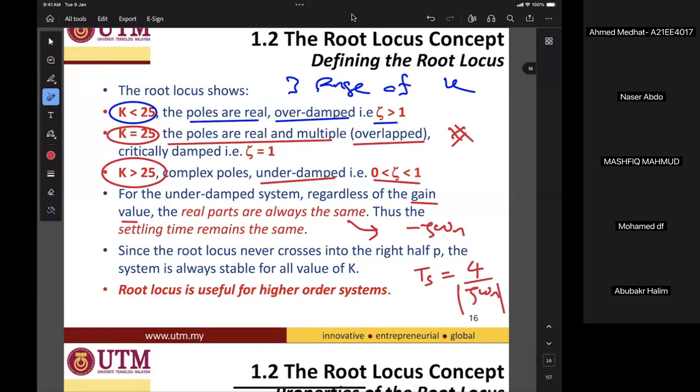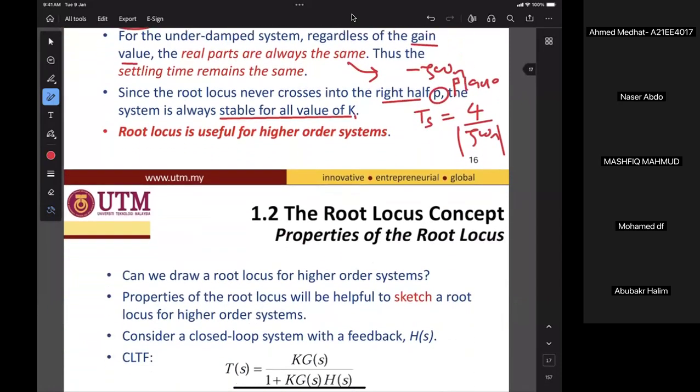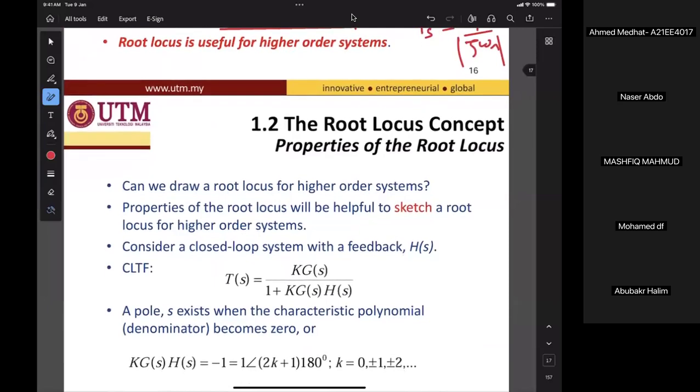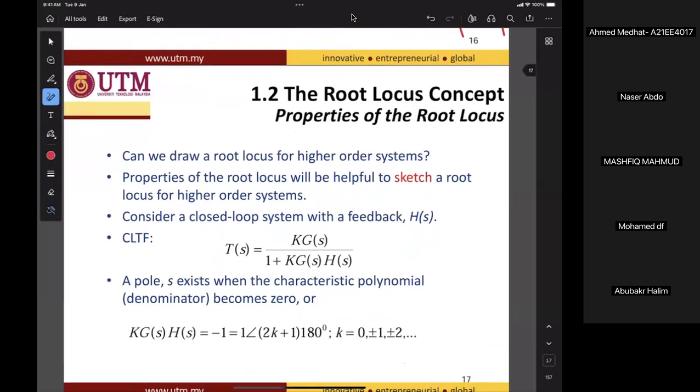So since the root locus never crosses into the right half plane, the system is always stable for all values of K. Once it goes across the right half plane, the system is not stable. Therefore, root locus is useful for higher order system analysis, for stability. So the question is, can we draw a root locus for higher order systems? The answer is yes.